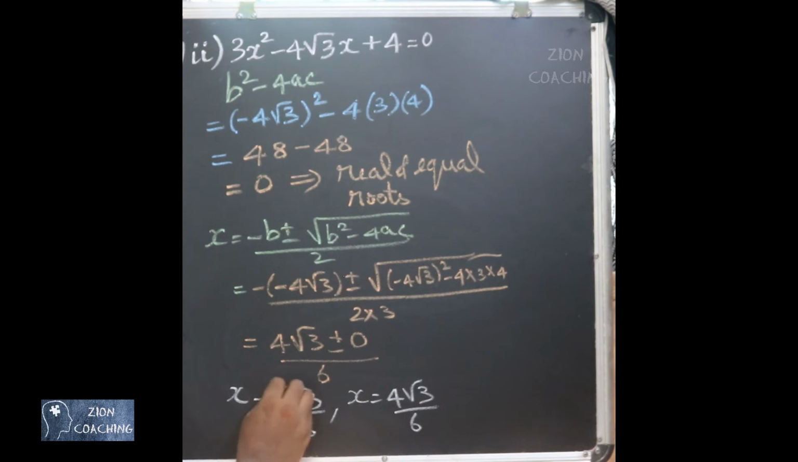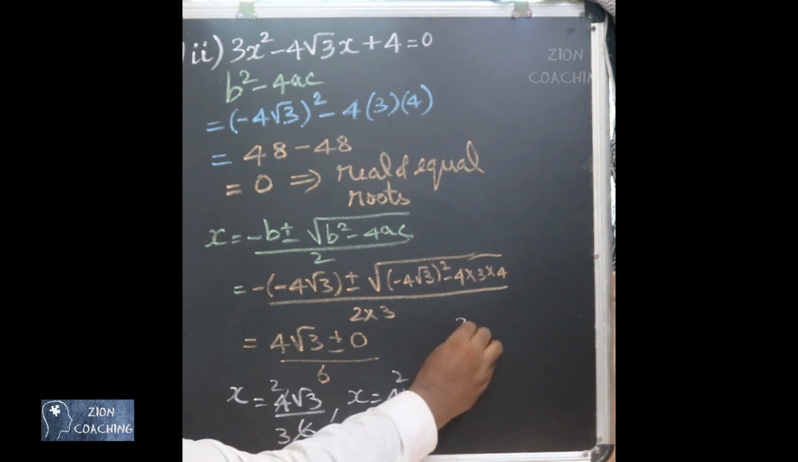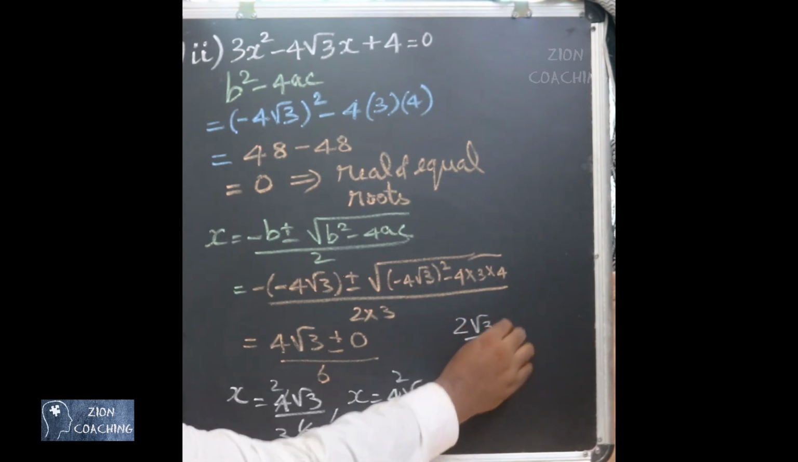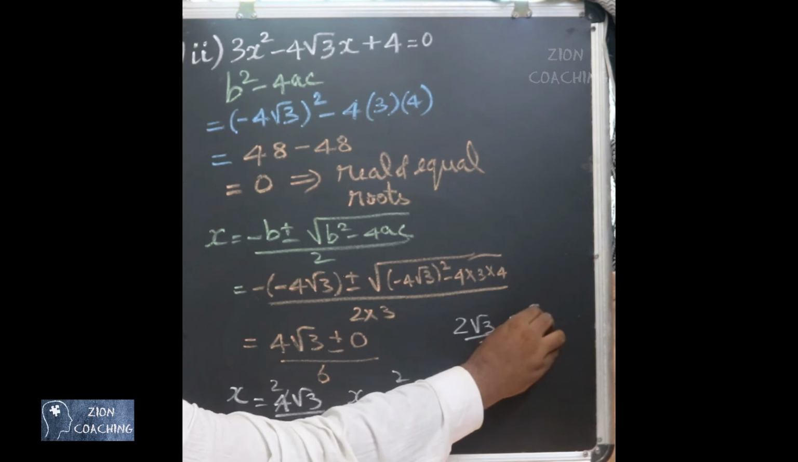Now when you cancel, 2 2s are 4, 3 2s are 6, 2 2s are 4, 3 2s are 6. So the answers are going to be 2 root 3 by 3, 2 root 3 by 3.